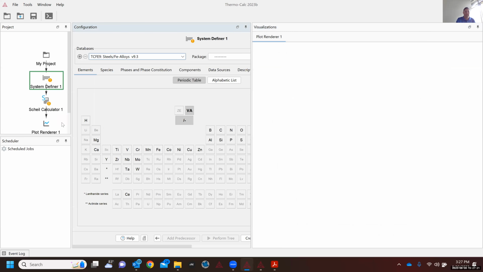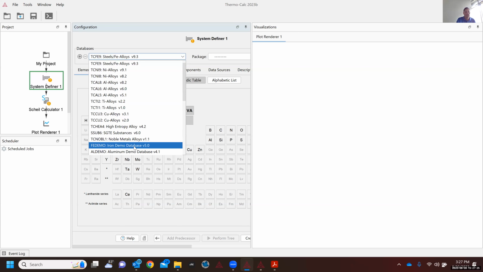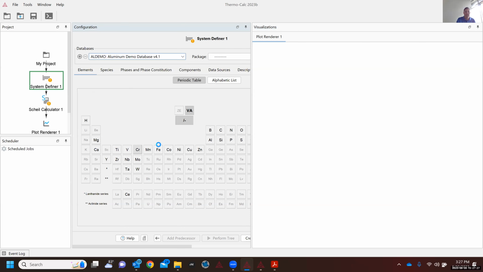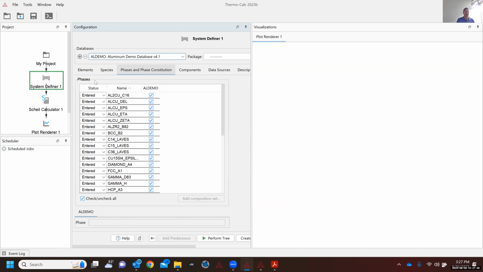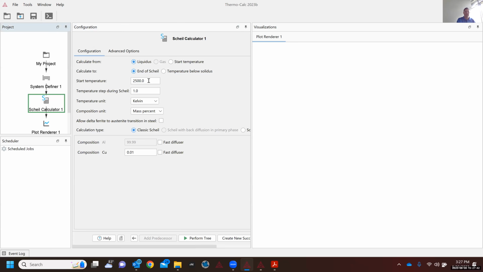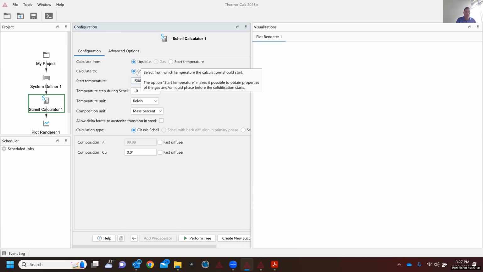But what the Scheil solidification does is it uses that equilibrium phase diagram, and we'll use the aluminum copper system as an example. We'll go aluminum and copper. We're going to ignore species. I'm going to keep all of the phases in here for now. Under Scheil, it'll ask you for a starting temperature, default of 2500. I'm going to use 1500. Calculate it from the liquidus.